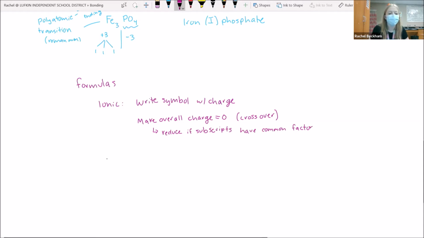So let's say, for an example, that I say, write the formula for strontium selenide, okay?